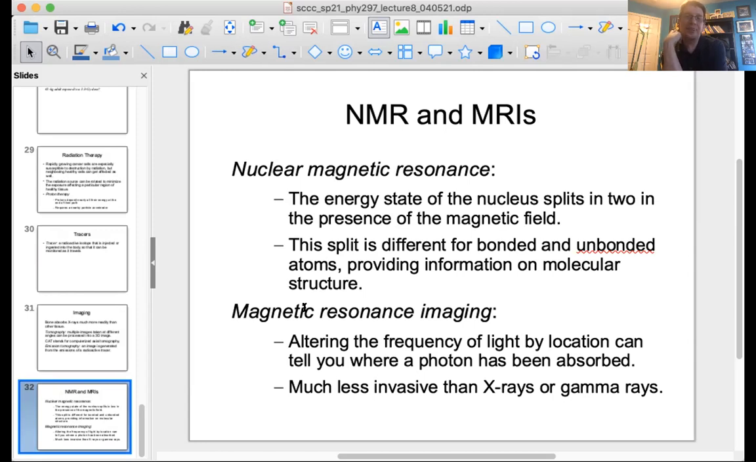And with magnetic resonance imaging, you can alter the frequency of the light by location. That can tell you something about where photons are being absorbed, what wavelengths they're sensitive to. And you can use visible light for this, which is much less invasive than X-rays or gamma rays. It's much less energetic, but you can get good, detailed information from that.